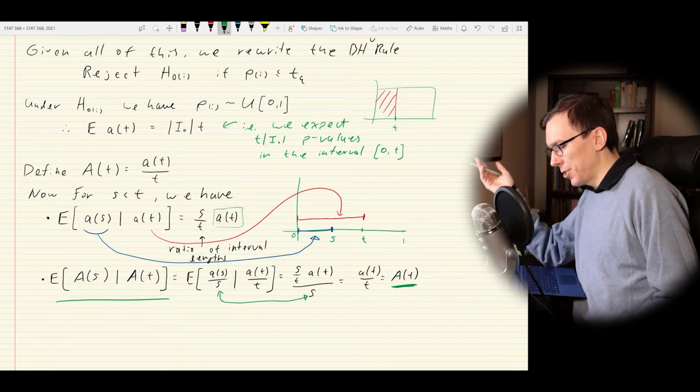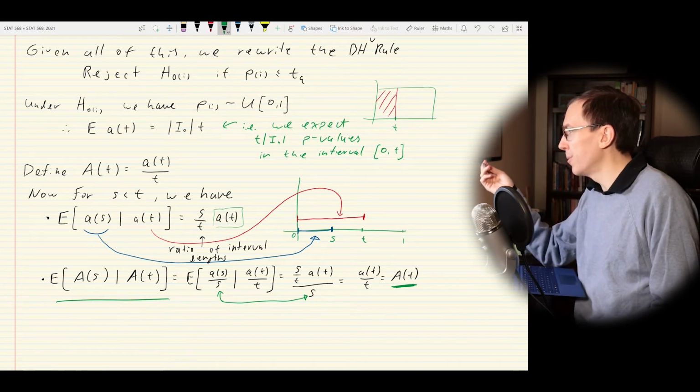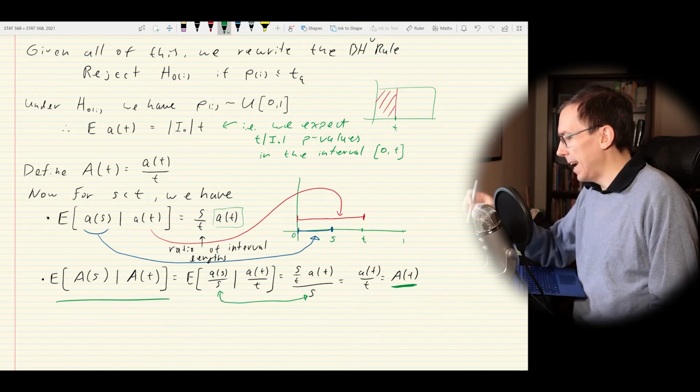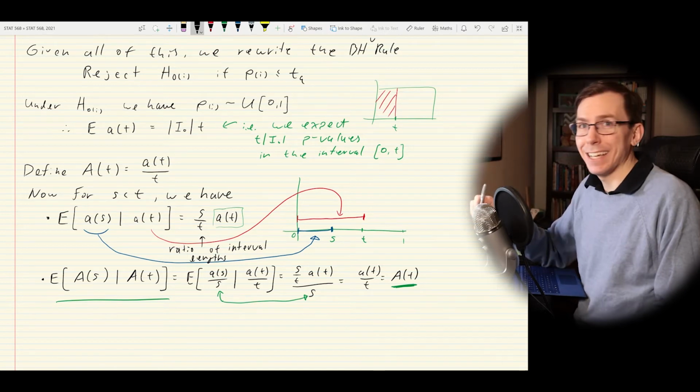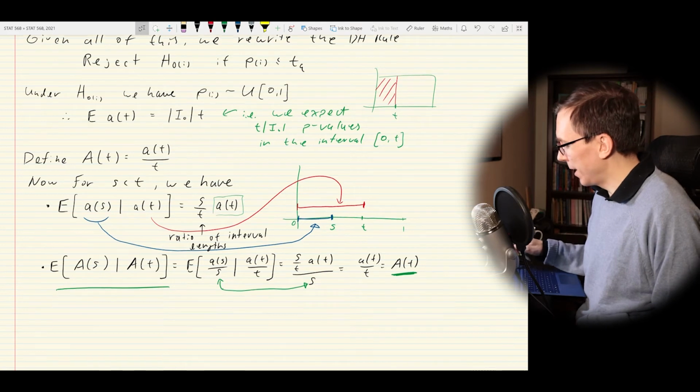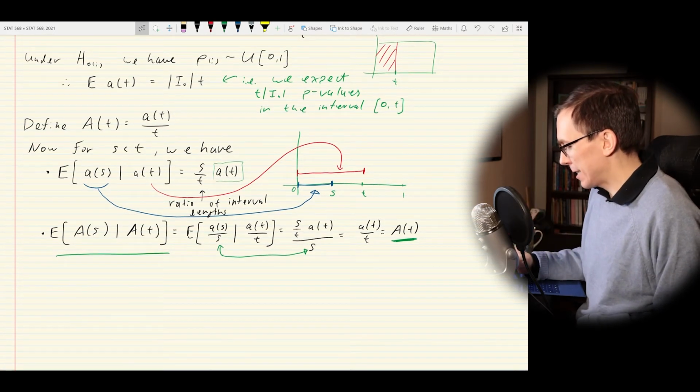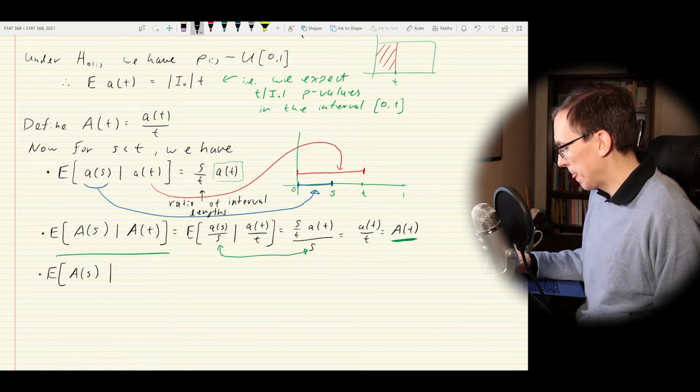Basically, that conditional expectation is just going to equal AT. And that's pretty good because that's hinting that we have a martingale to work with. And we have one more expectation to look at, which is the expected value of AS given AT prime for all T prime greater than or equal to T. Well, that's also just going to equal AT.